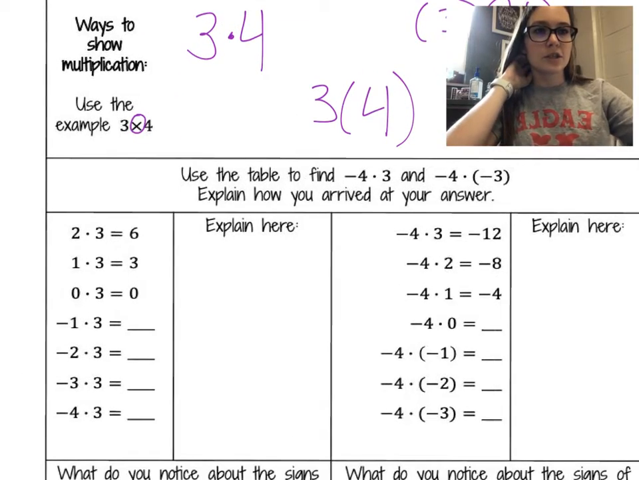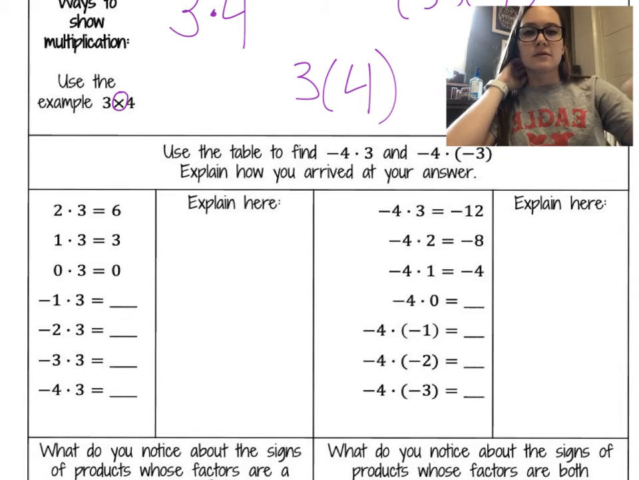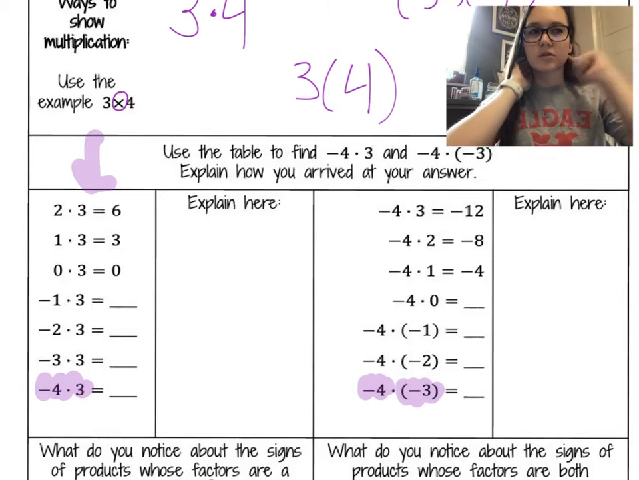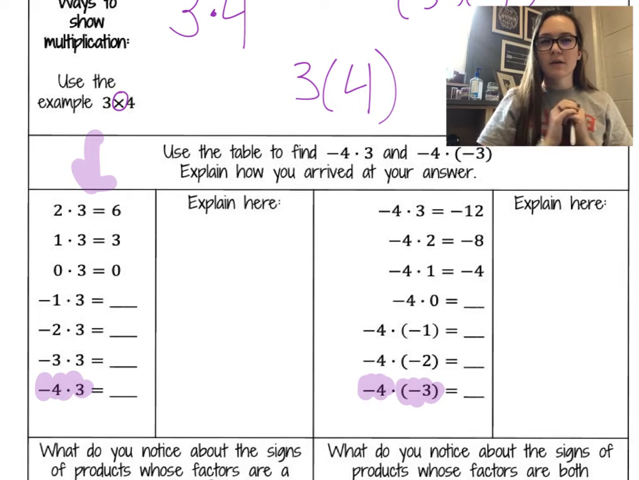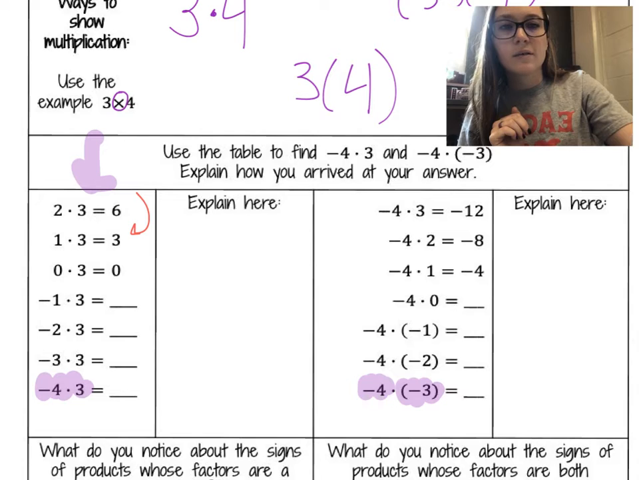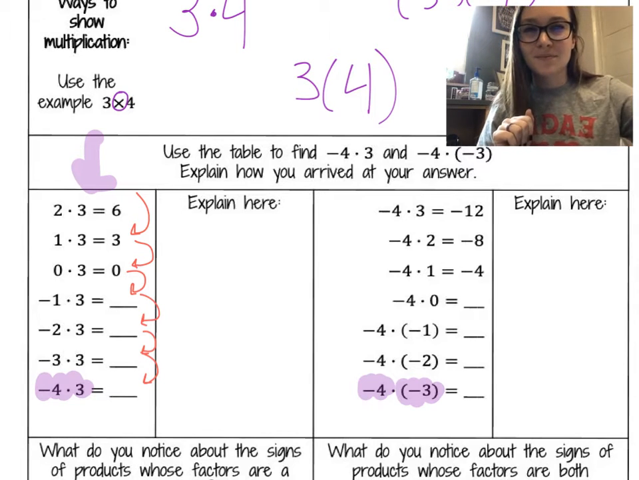Okay, so we're going to use the table to find -4 times 3, so that's this first table, and then this table is -4 times -3. I want you to pause the video in a second, take a minute, and figure out what's happening. How am I going from 6 to 3? How do I go from 3 to 0? Continue that pattern to arrive at your answer and see how you got there. So pause the video and try that now.